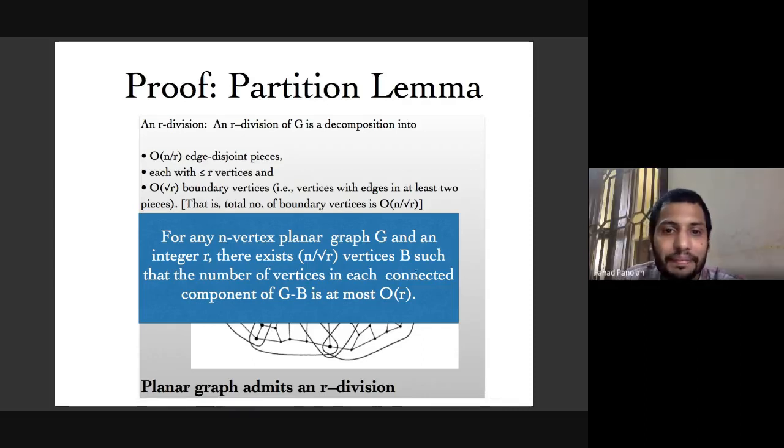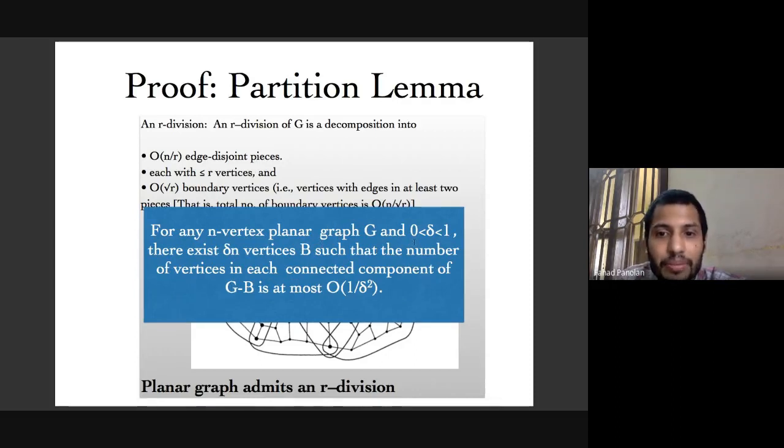Sure, clear. Okay. So now what you do is you substitute R equal to 1 by delta square. Then what does it say? For any planar graph, and delta is a fractional number between 0 and 1, and this delta will depend on our epsilon, after you delete delta n vertices, each connected component has size 1 by delta square. Clear? Just substituting R equal to 1 by delta square. Nothing else. It was n by square root R, so n by square root of 1 by delta square, which is actually delta n.